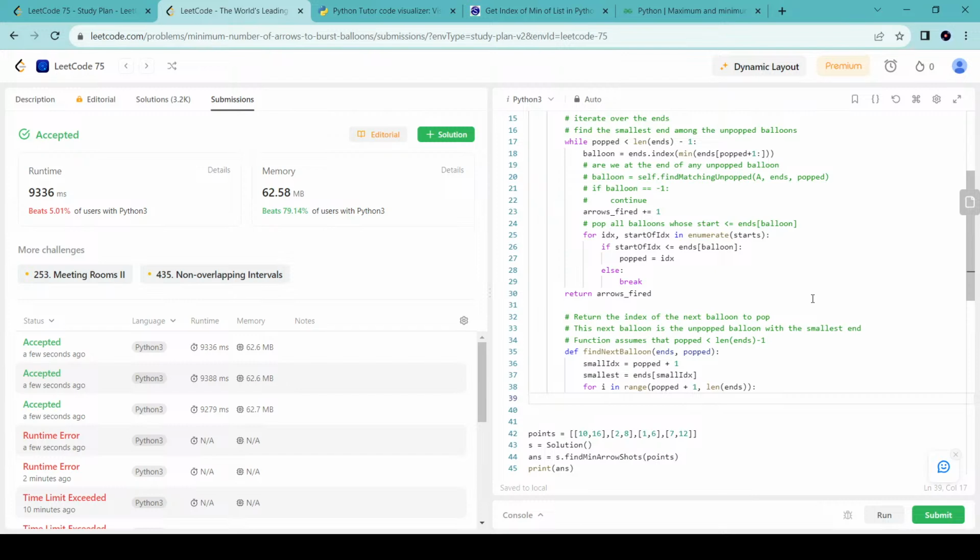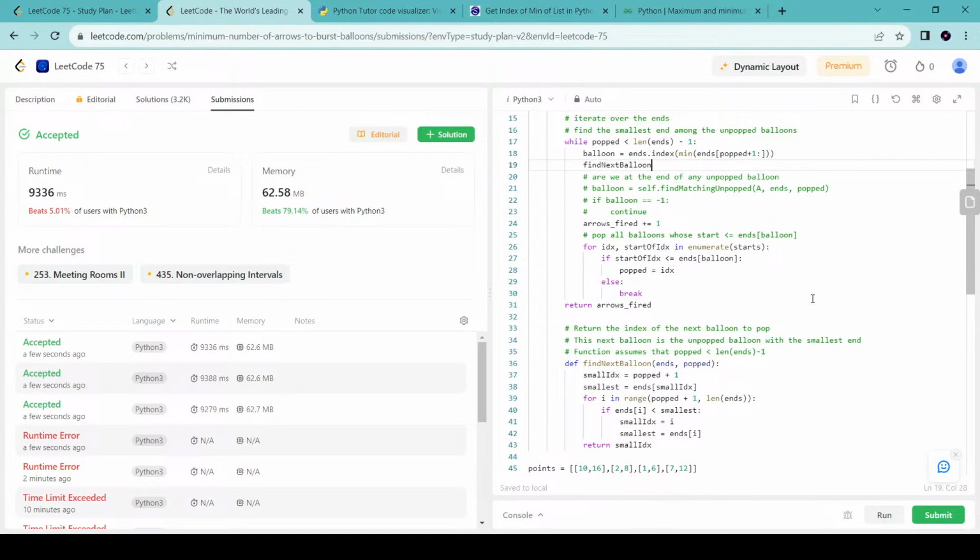Alright? Okay, for i in range pop plus 1 to ends. If ends i is smaller than smallest, small idx equals i, smallest equals ends i. Okay, cool. Let's run and see if this makes it a little bit faster. I doubt it, but who knows? Stranger things have happened.